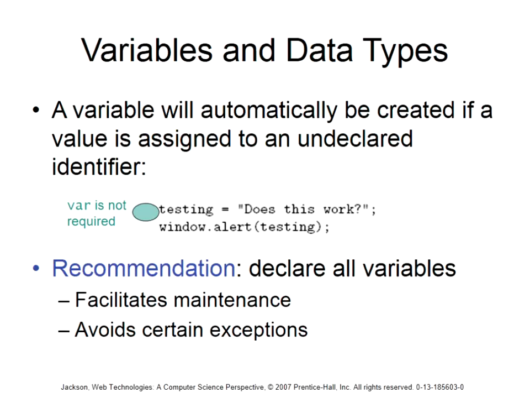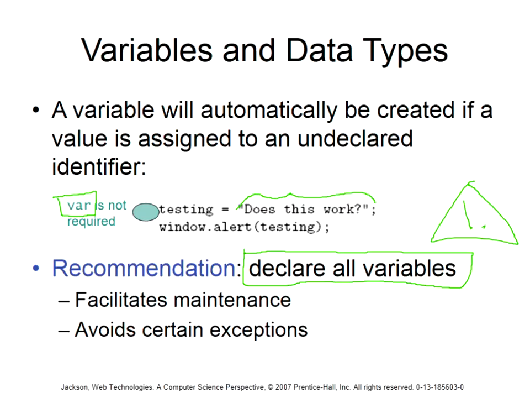A variable will automatically be created if a value is assigned to an undeclared identifier. For example, here the keyword var is not required. We just write testing equals, after that a value. For example, does this work? In this case, testing will be a string. But the recommendation is to declare all variables. This is a recommendation. Why? To facilitate maintenance and to avoid certain exceptions.